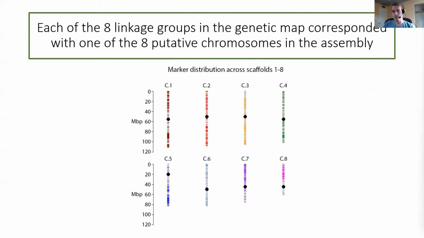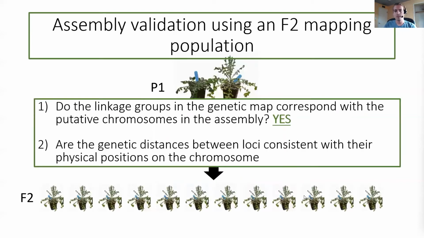as we can see here where I've mapped the physical position of the markers from the genetic map onto the first 8 chromosomes of the assembly, with each linkage group displayed as a different color here. So yes, the linkage groups in the genetic map do correspond with the putative chromosomes in our assembly, but what about the collinearity between the genetic map and the assembly?